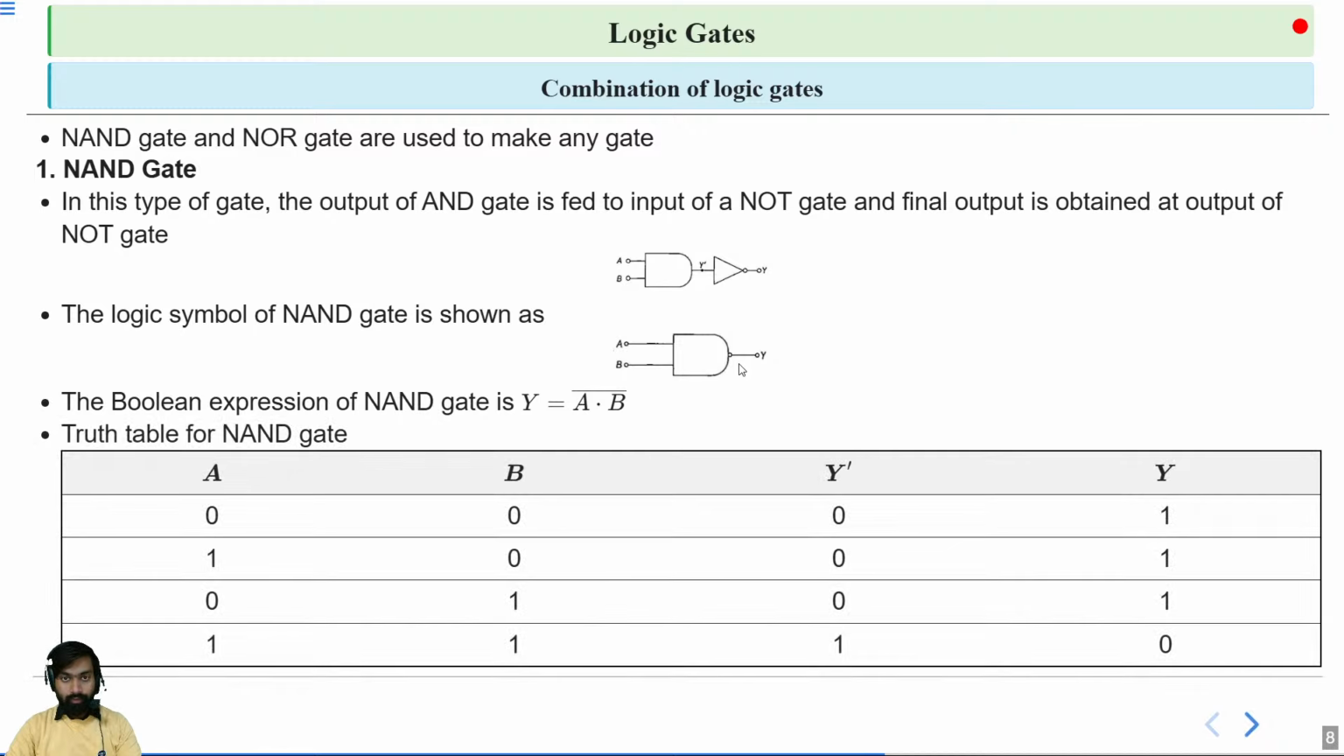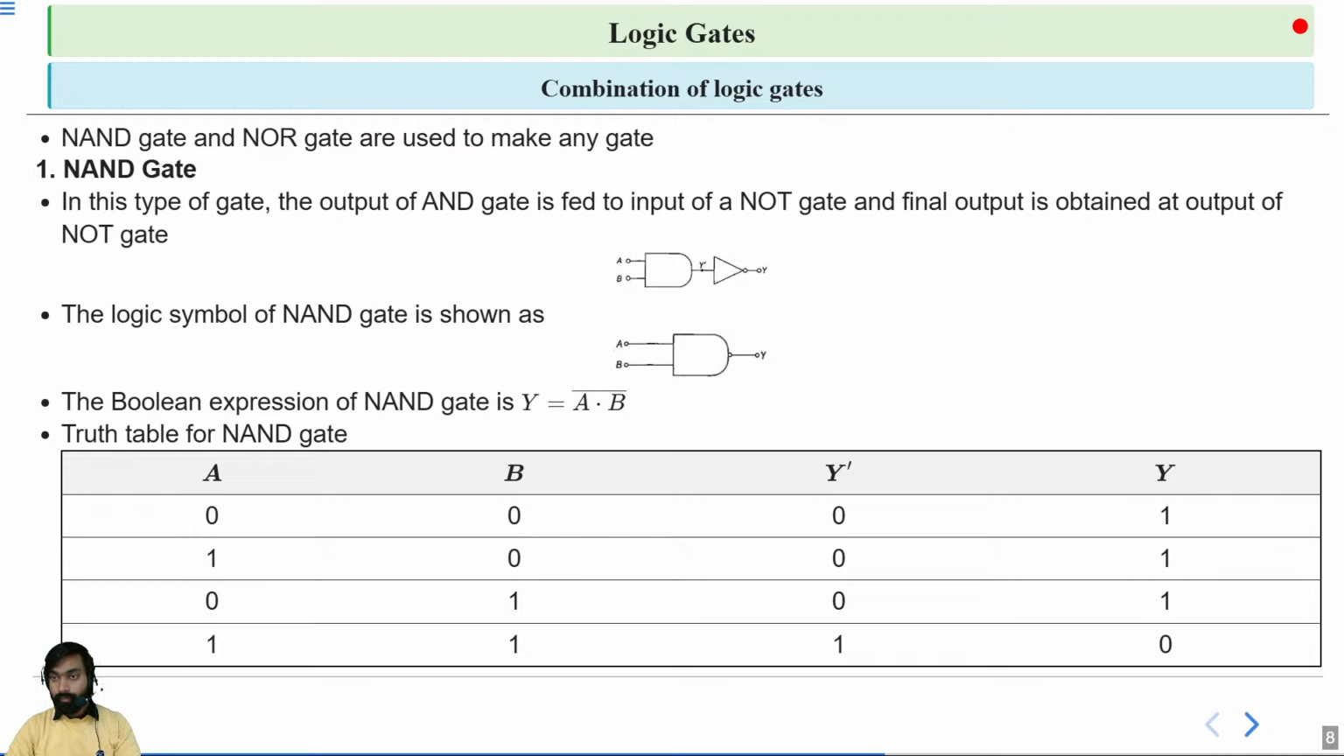And this is the truth table for the NAND gate. The truth table lists all possible input combinations of A and B and the corresponding output Y. Clear? So look here, the output Y is 1 for all cases except when both A and B are 1.